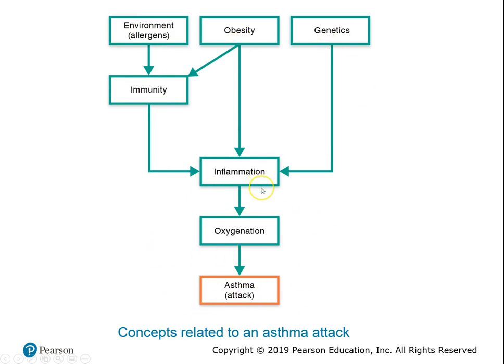Also, genetics can influence this as well. Okay, so you can see again all of this interplay leading to this. If you're talking about in the clinic, a person comes in with an asthma attack, there are many factors influencing that asthma attack. And it's important to understand all of the interplay between them to be able to treat that patient properly.